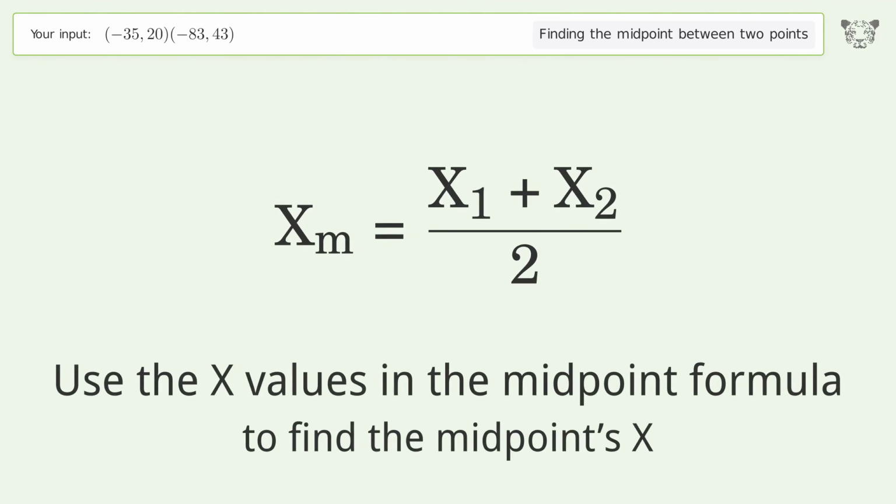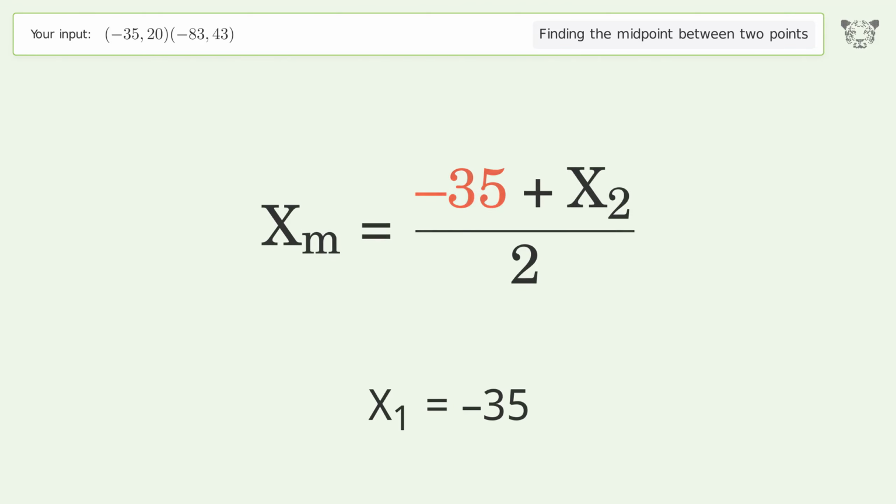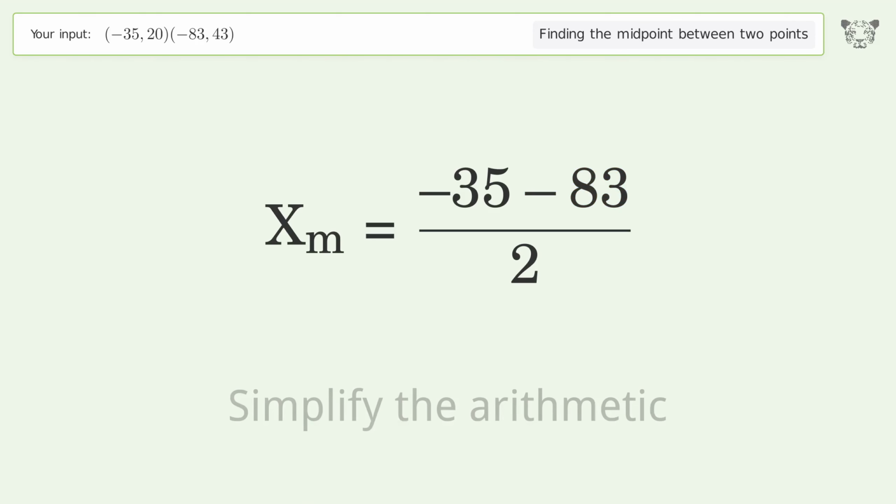Use the x values in the midpoint formula to find the midpoint's x. x1 equals -35. x2 equals -83. Simplify the arithmetic.